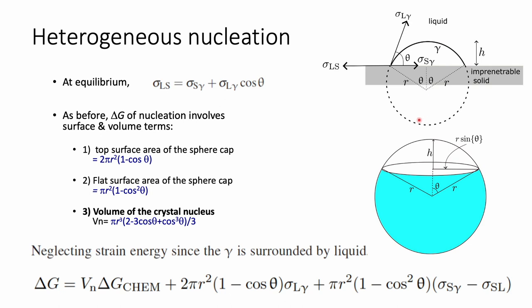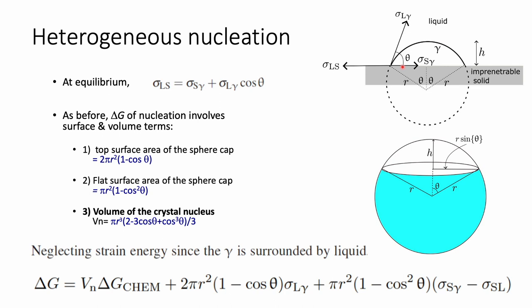Now, we need to consider the different interfaces. So sigma LS means the interface between the liquid phase and the solid phase substrate. Here, sigma L gamma is the interface energy between the liquid phase and the gamma phase. Sigma S gamma means the interface energy between the substrate solid phase and the gamma phase. To be clear, both the gamma phase and S here are solid. Now these vectors have a balanced force, and we can write this balance: the force going to the left, sigma LS, equals the force going to the right, sigma S gamma plus sigma L gamma multiplied by cosine theta. Where this force is balanced, the angle theta becomes stable.